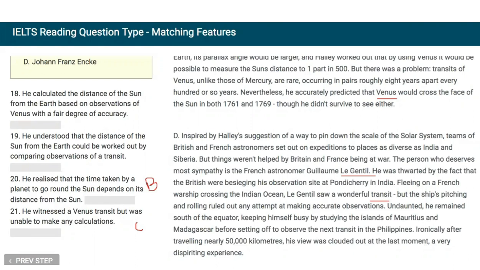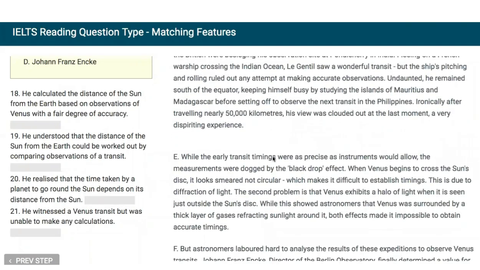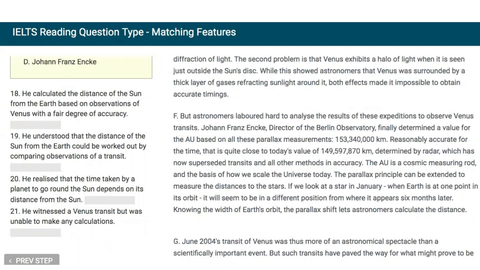And now we're left with two options, Edmund Halley and Johann Franz Encke. I'll clear our screen again, and we can head down to Encke, which was in paragraph F. Let's go ahead and look here. He finally determined a value for the AU based on all these parallax measurements. And here we see some numbers. Reasonably accurate for the time, again, another keyword, that is quite close to today's value, again, numbers, determined by radar.